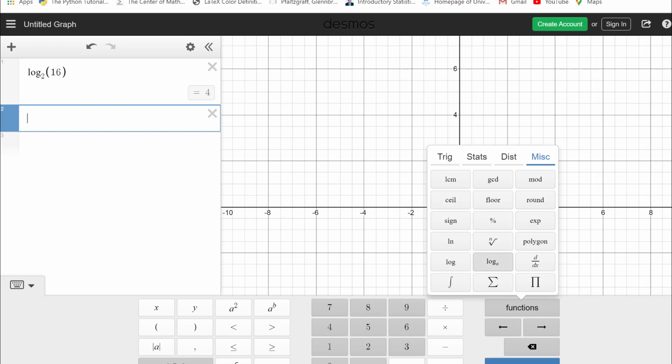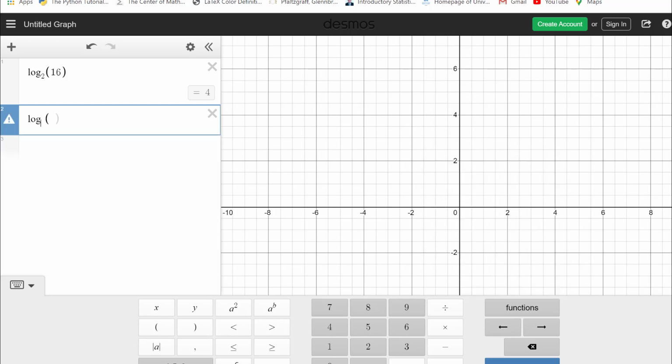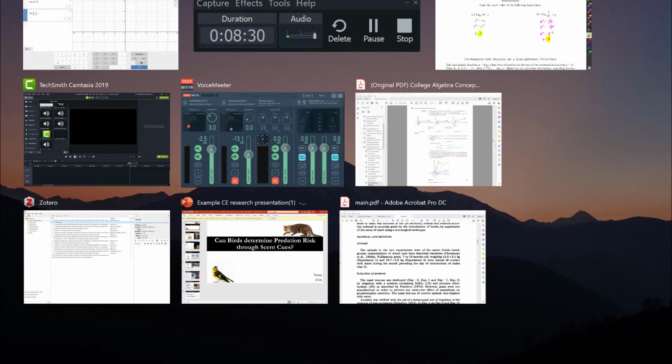And then the second example on that same set, we're going to go to functions, and we're going to go miscellaneous log base A, and here the base was 3. And it was 1/27. See that the answer is negative 3, just as we found algebraically. Back to our notes.